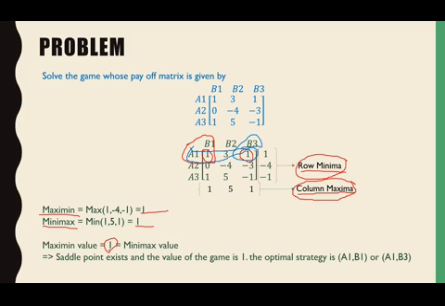So do you think the problem is tough? No, right? It is very simple. Given a payoff matrix, for all rows, find out the minimum value. For all columns, find out the maximum value. Out of all the minimums, find the maximum. Out of all the maximums, find the minimum. If it is equal, that is the value of the game. And see where that value is present. That gives you the optimal strategy. That's it. Very simple, right?